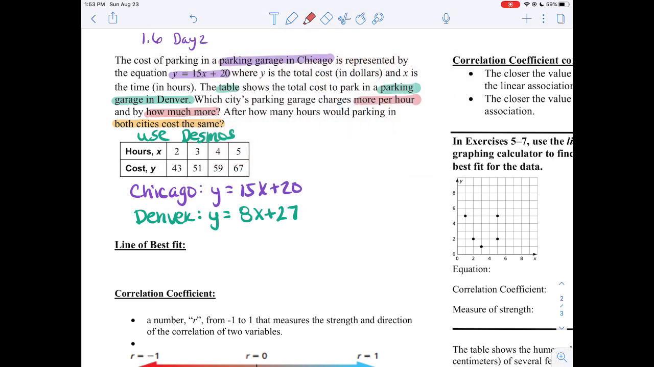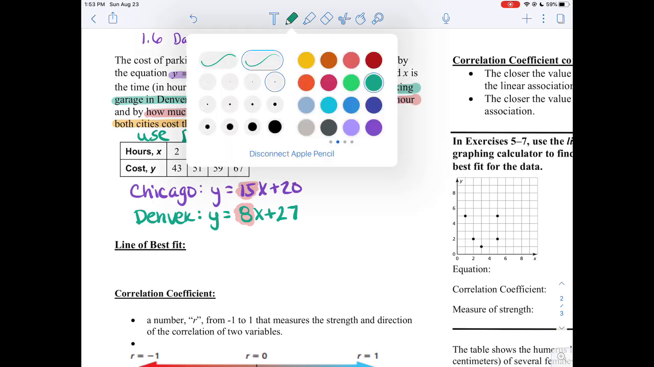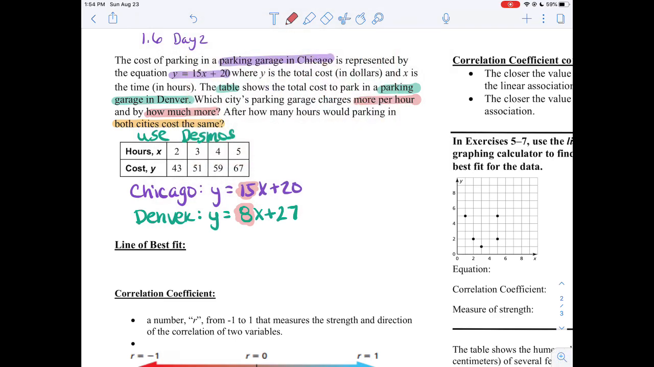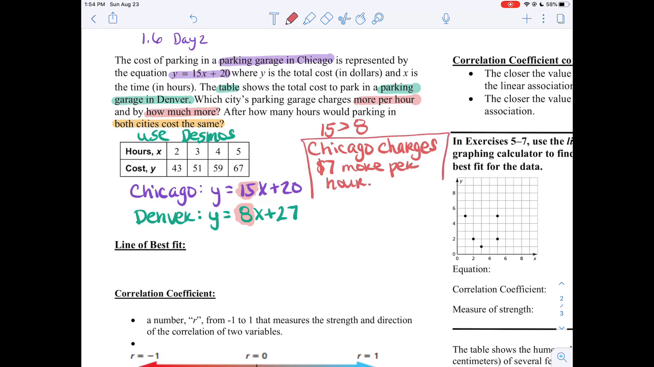So we are going to look at that cost. All right, so our cost per hour in Chicago is 15. Our cost per hour in Denver is 8. So we can clearly see that per hour, Chicago is charging more because they're charging 15 and Denver is only charging 8. So Chicago charges how much more? Well, 15 minus 8 is 7, so $7 more per hour. And that answers our first question. So Chicago charges $7 more per hour.